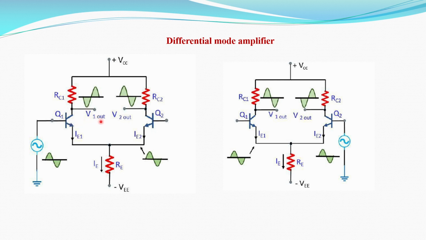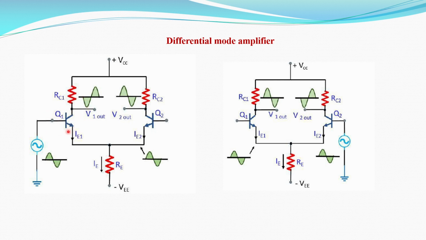So the resulting voltage drop across RC1 is very little. So it will cause the collector of Q1 to be more positive. In this way, an inverted output appears at the collector of Q1 by applying the signal at input 1.